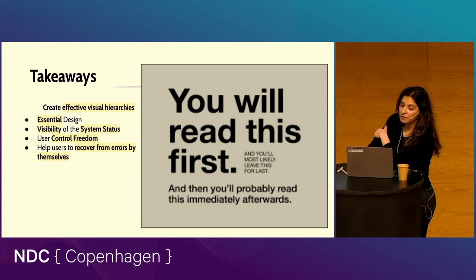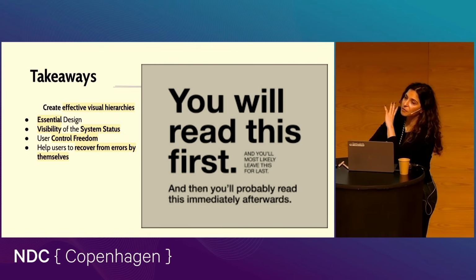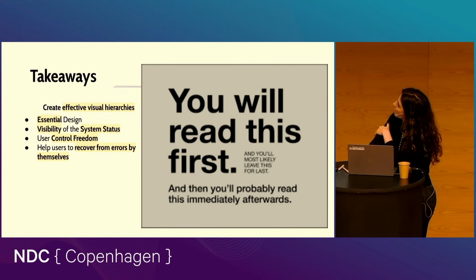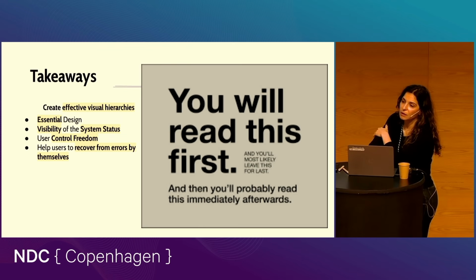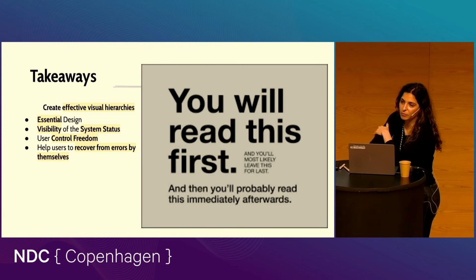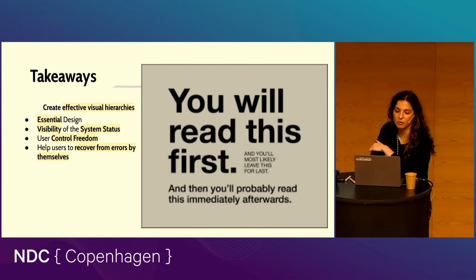So basically, creating effective visual hierarchies is something that is important. Having essential design in place, visibility and system status. Users should have control of their experience, and they should be able to recover from errors by themselves. An error that is a number not saying anything to the user is not helpful. Even if it's a secret, if it's a fraud or something, we should give them a way to recover by themselves.